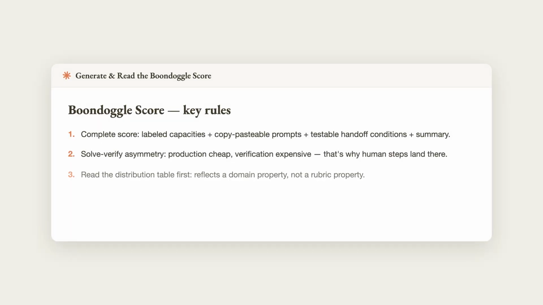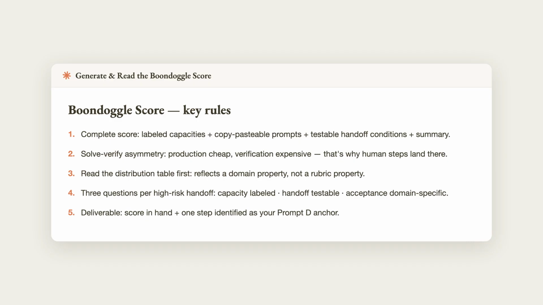Verdict for generate and read the Boondoggle score. Run /Claude with your completed SDD. A complete score has 4 elements: labeled supervisory capacities on every human step, copy-pasteable prompts on every Claude step, testable handoff conditions on every Claude step, and a score summary with distribution table and highest risk handoffs. The solve-verify asymmetry: production is cheap, verification is expensive, and that asymmetry, not intuition, is why human steps land where they do. Read the distribution table before the handoffs. For each highest risk handoff, check capacity labeled, handoff testable, acceptance criterion domain specific. Find the one step where verification is most expensive. Write it down. That is your prompt de-anchor.